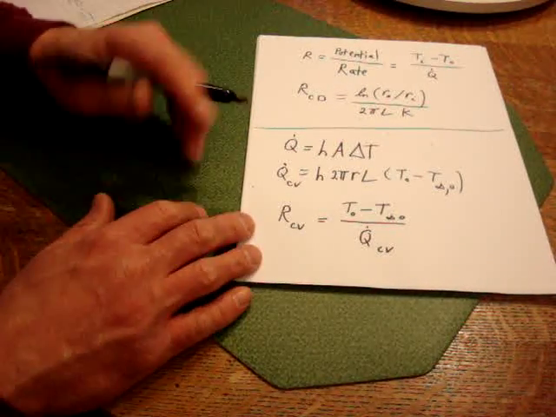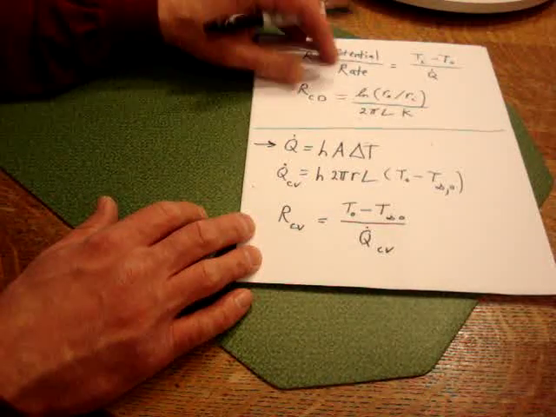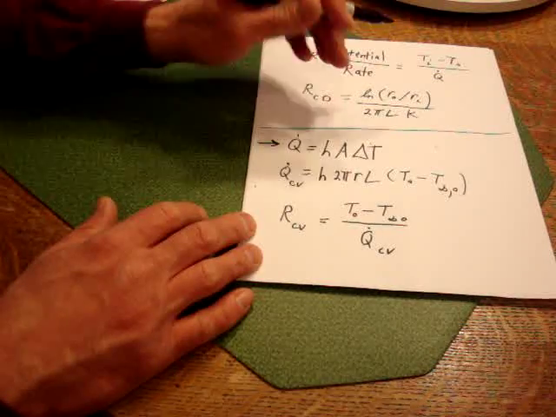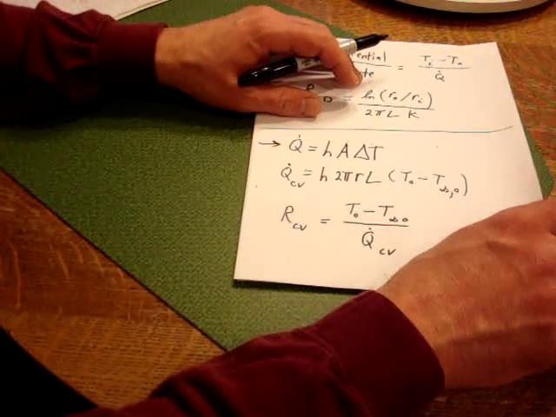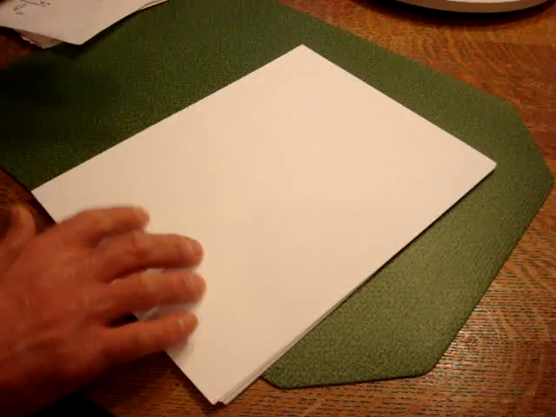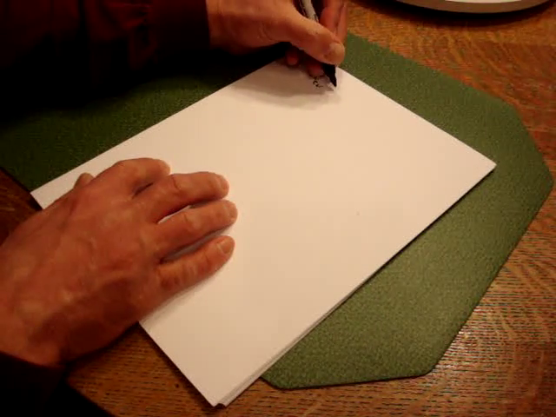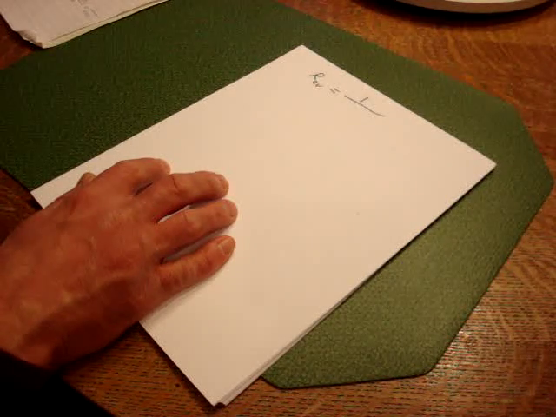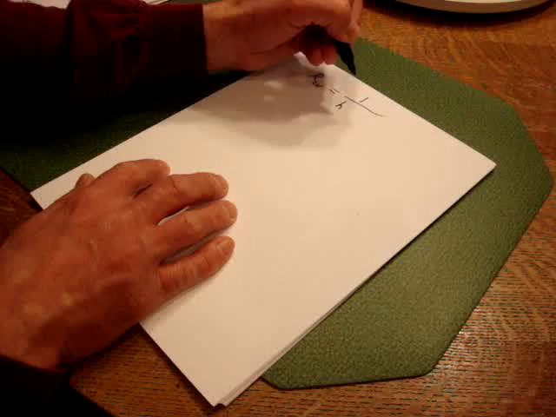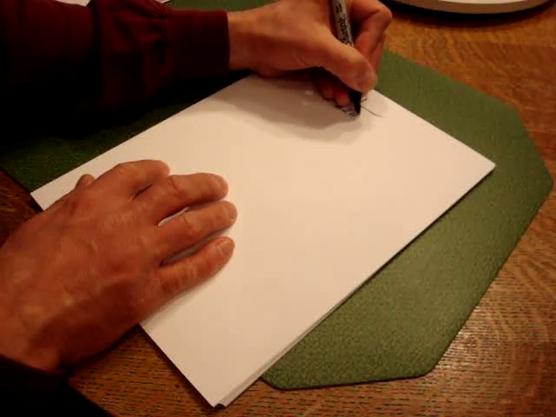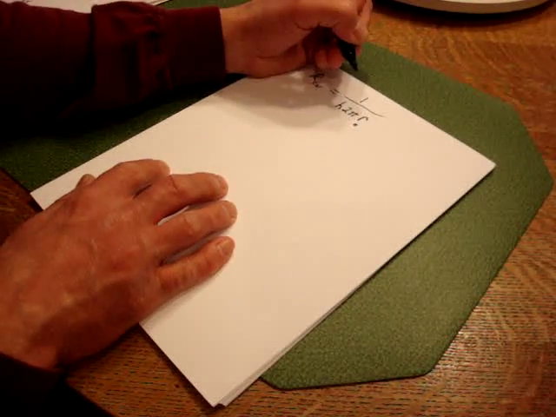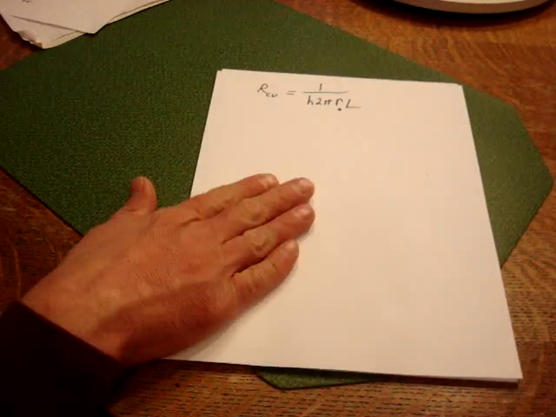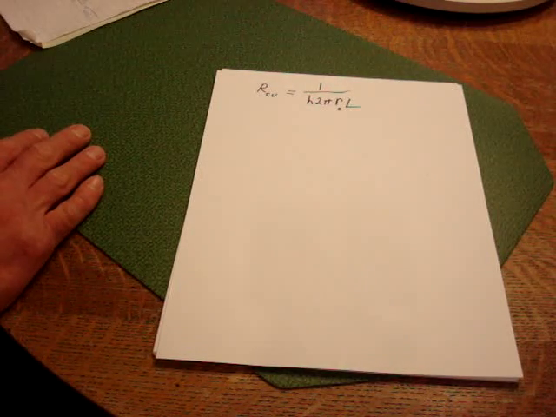Okay, so if we solve this equation here for delta T divided by Q, what we have left is that R of convection is equal to one over H times the area, which is 2 pi R on the outside times L. And that's the resistance due to convection on the outside of the pipe.